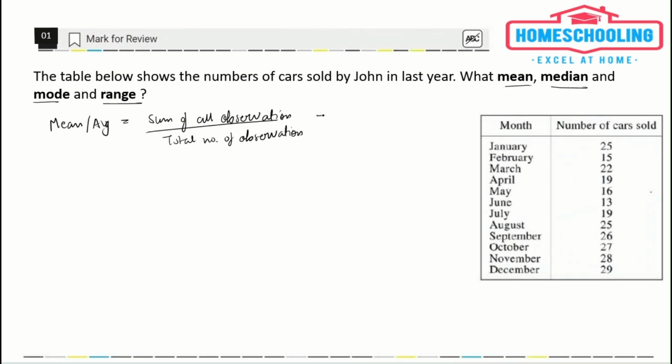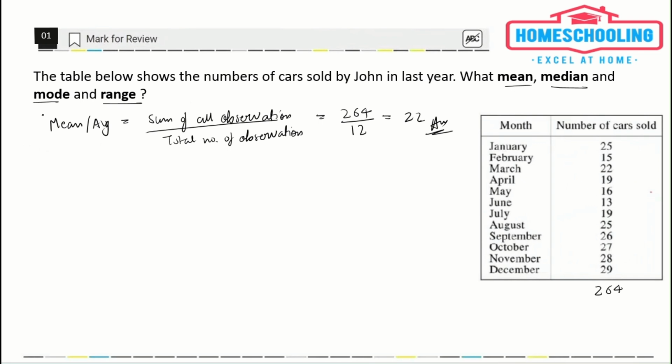So as we can see, if we add all the number of cards that were being sold, it will come around 264. So the sum would be 264, divided by the total number of observations, that is equal to the total number of months. From January to December, 12 months are there, so it would be divided by 12. So 264 divided by 12 is going to be 22. This is your mean or average. 22 is your mean and average.